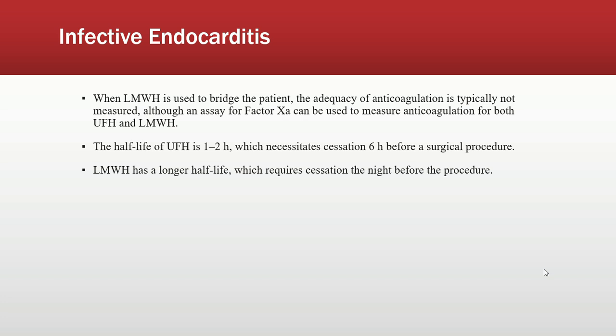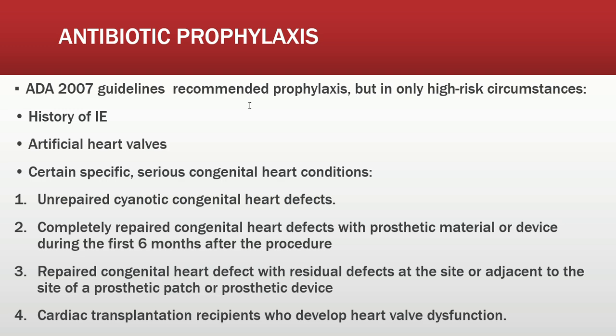Now, usually patients would be anticoagulated, so low molecular weight heparin can be used. We cannot measure it, but factor 10 can be used for both unfractionated and low molecular weight heparin. The half-life of unfractionated heparin is 1 to 2 hours, so we need to stop it 6 hours before the procedure. Low molecular weight heparin has a longer half-life, so we need to stop it the night before the procedure, up to 12 hours, let's say.